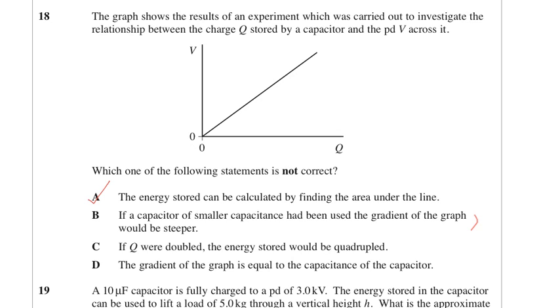If the capacitor has a smaller capacitance, and we use the gradient, the graph would be steeper, so Q equals CV, so that means V is 1 over C times Q. So a smaller capacitance would mean a larger 1 over C value, which would give you a steeper gradient. That's absolutely correct. If Q were doubled, the energy stored would be quadrupled. Yes, because energy is half Q squared over C, so that's true. Gradient of the graph is equal to capacitance. No, rubbish. We've just shown that it's not.